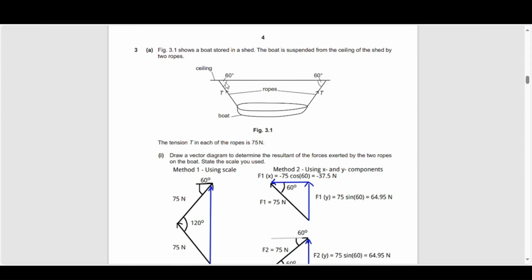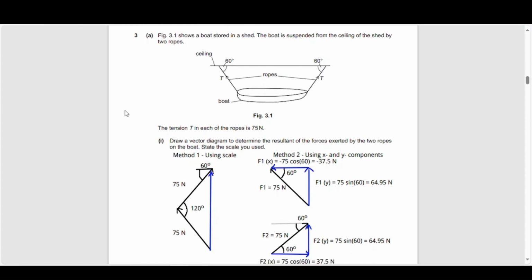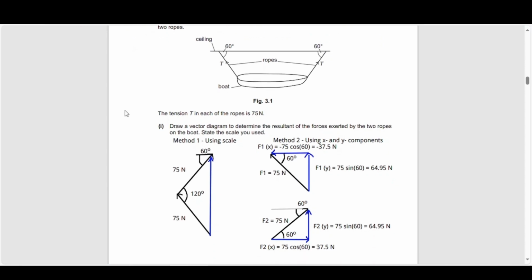The ropes are forming an angle of 60 degrees with the ceiling, and they are essentially preventing the boat from falling. So they are countering the weight of the boat. The tension T in each of the ropes is 75 newtons. So that's 75 newtons, that's another 75 newtons. They want you to draw a vector diagram to determine the resultant of the forces exerted by the 2 ropes on the boat. State the scale you used.